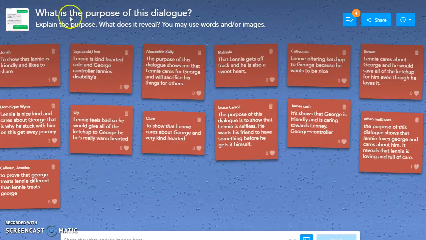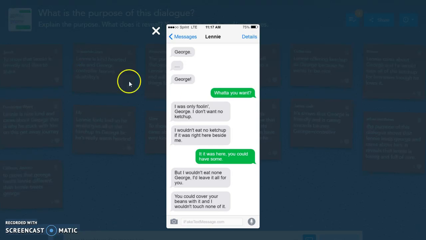And the final piece of dialogue that we studied together as a class was a conversation again between George and Lenny, where George and Lenny were arguing about whether or not they could have ketchup with their supper, and George goes on to tell him that there isn't any ketchup, and they get into an argument. And after the argument is kind of concluded, Lenny calls out to George and says, "I was only fooling George. I don't want no ketchup. I wouldn't eat no ketchup if it was right here beside me." And he continues on later to say he'd leave it all for George.